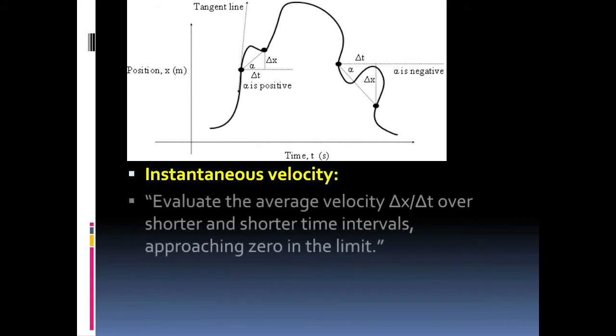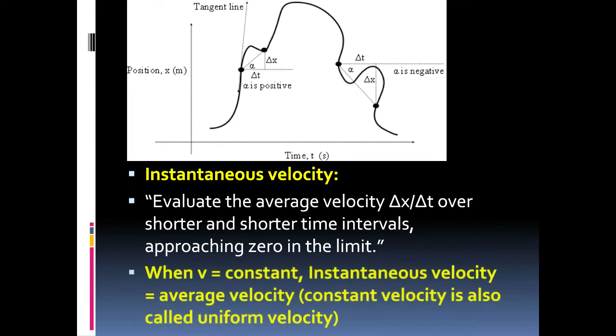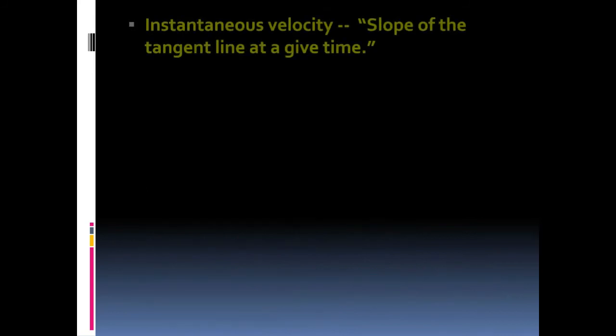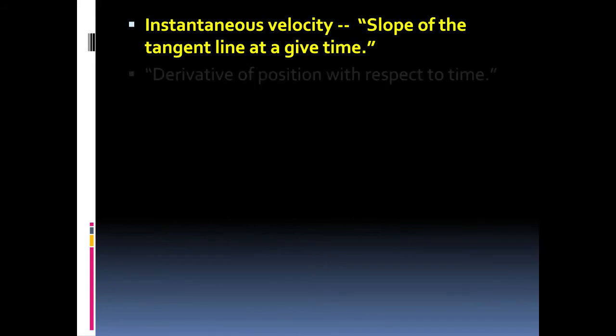So for instantaneous velocity, you evaluate the change in x over the change in t over shorter and shorter time intervals. You approach zero in the limit. But remember, you cannot divide by zero. That's not what I'm saying. So when v is constant, the instantaneous velocity will equal the average velocity. Constant velocity is also called uniform velocity. It's the same speed in the same direction.